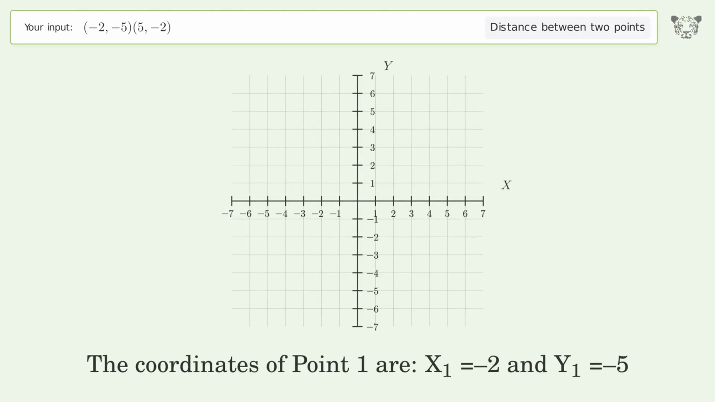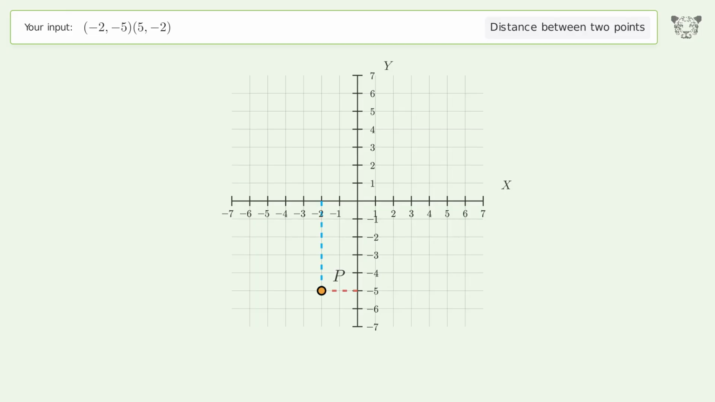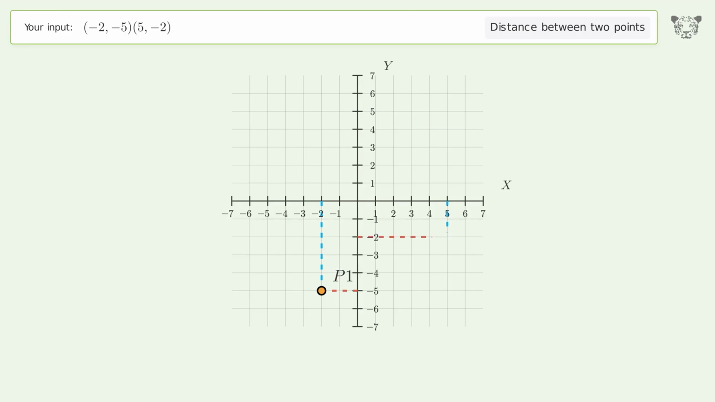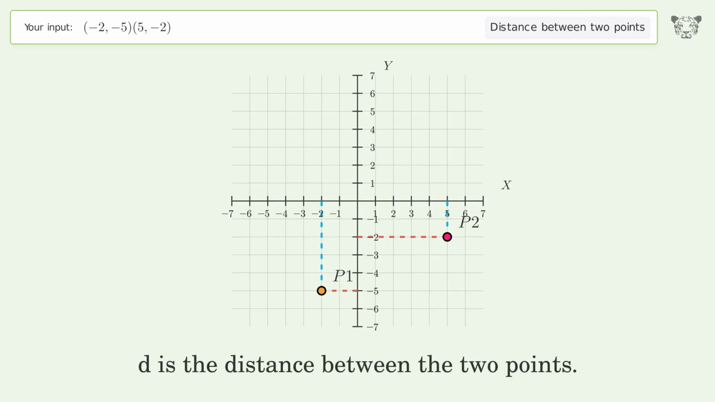The coordinates of point 1 are x1 equals -2 and y1 equals -5. The coordinates of point 2 are x2 equals 5 and y2 equals -2. D is the distance between the 2 points.